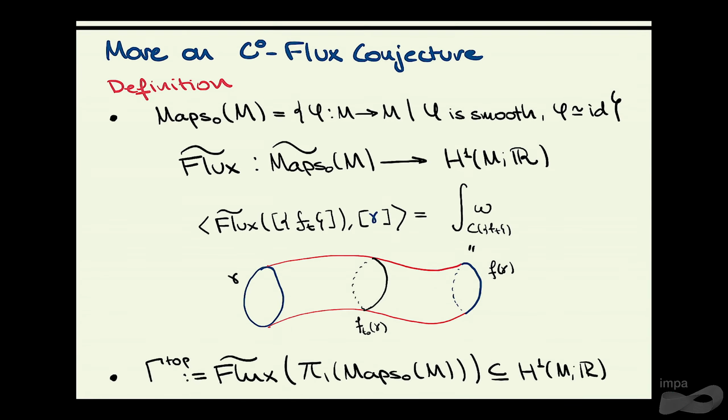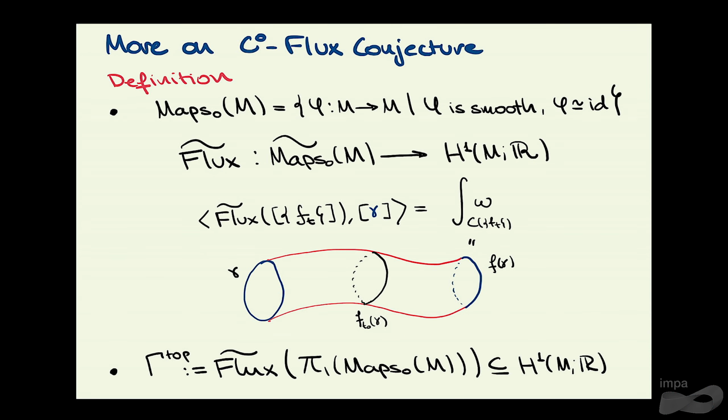So now I'm going to define the flux map. Usually we just define the flux homomorphism, but I'm going to take a slightly more general approach so that I can finally define the topological flux group. So let Map0 denote the space of smooth maps from M to itself, which are homotopic to the identity. Now, the flux map is going to be a map that takes a class in the universal cover of Map0 to the first de Rham cohomology of your manifold.